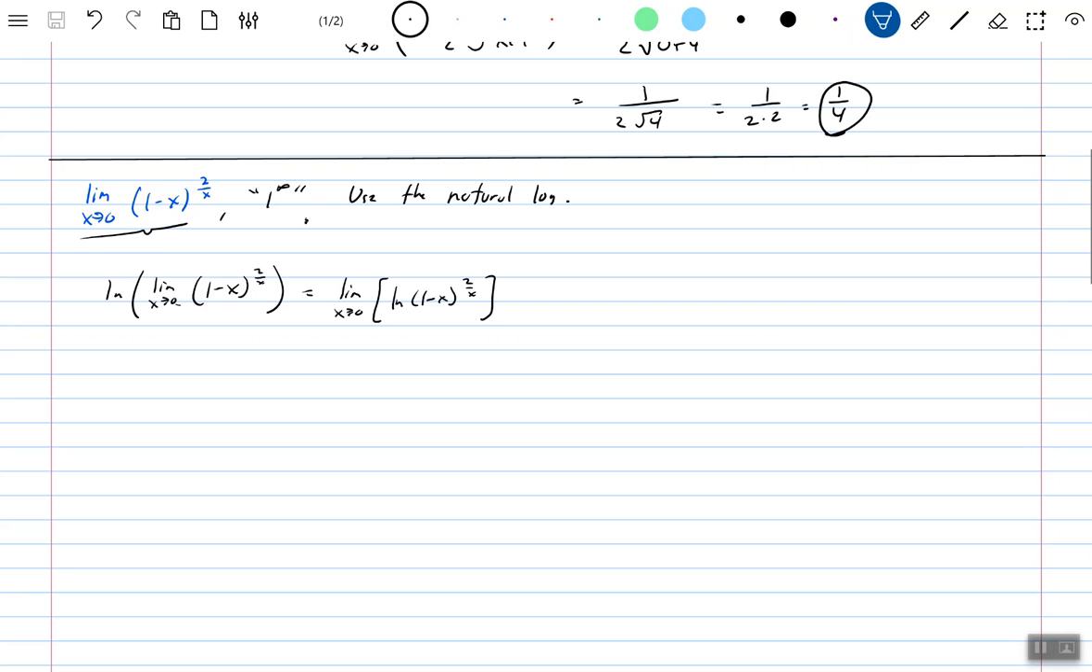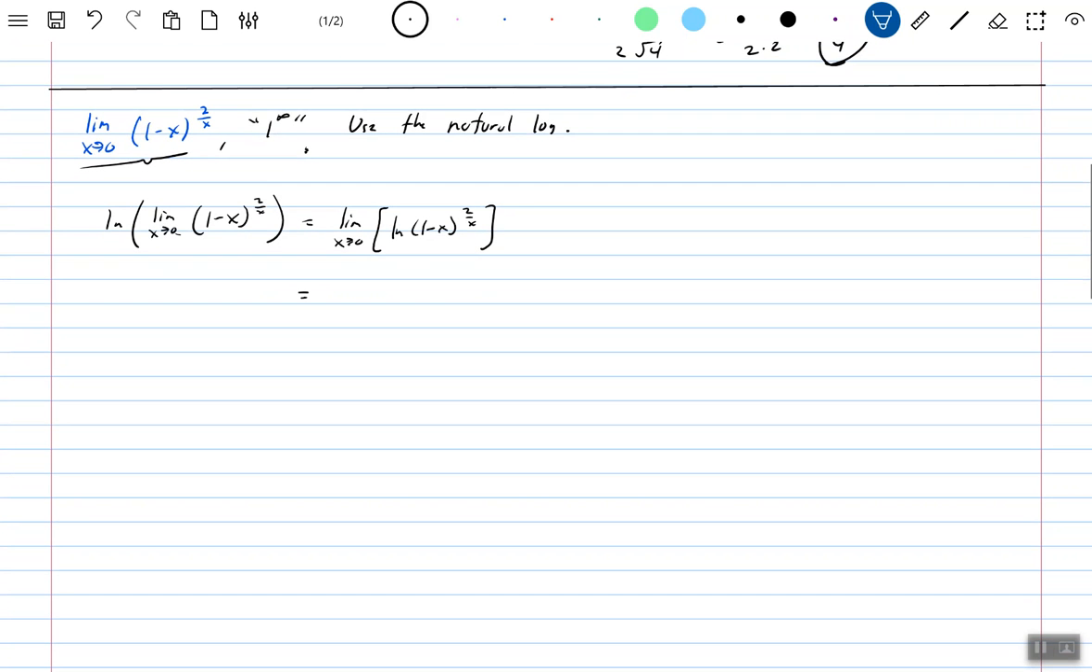So we have the limit as x goes to 0 of the natural log of (1 minus x) to the 2 over x. And now here's the big reason we love using the natural log. This natural log has an interesting property: if you're taking the natural log of something raised to another power, we can pull the exponent down.